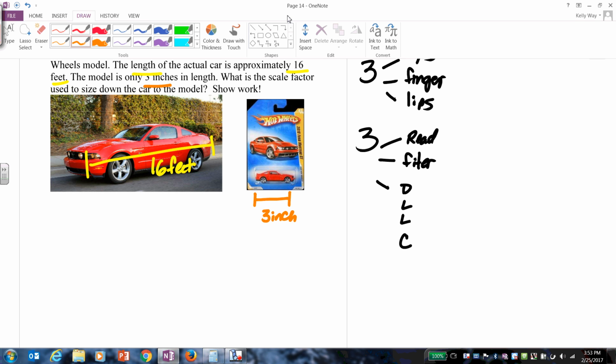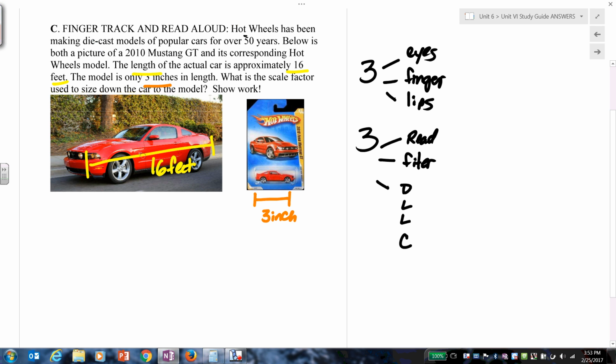Our ultimate goal is to get the scale factor from the car to the model. So we're going to go from the car to the model, and we want that scale factor. In other words, what is the ratio of car to model? Draw, label, list, cross out. We have our drawing, we have everything labeled, and this is ultimately what we want. View, solve.